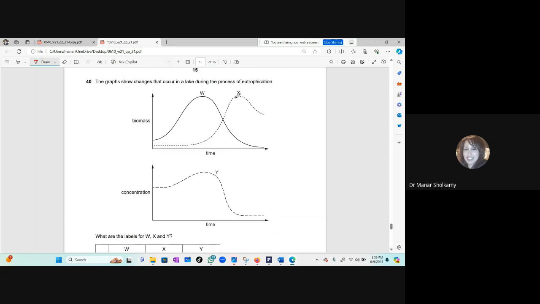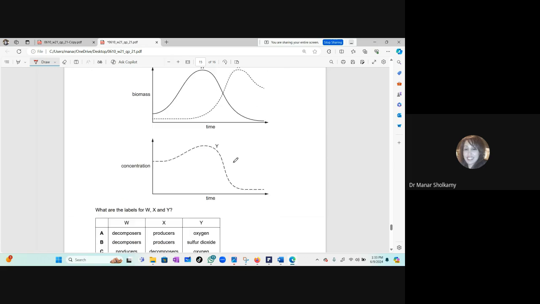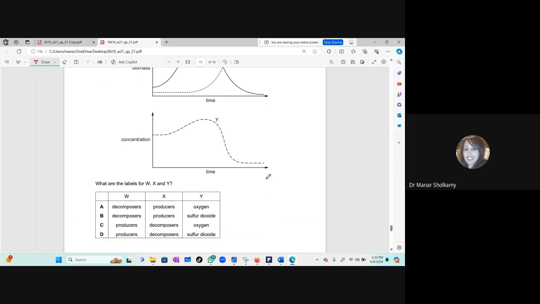Biomass here in W and X. W will increase and then decrease. X will also increase and then decrease, but it will not decrease as much as W. And the concentration here of Y, we don't know what it is, will increase and then drop rapidly.